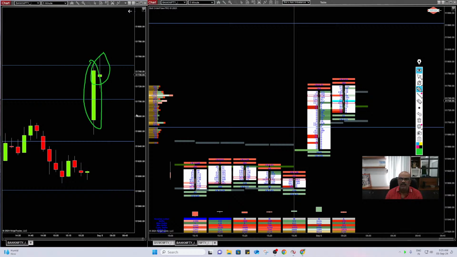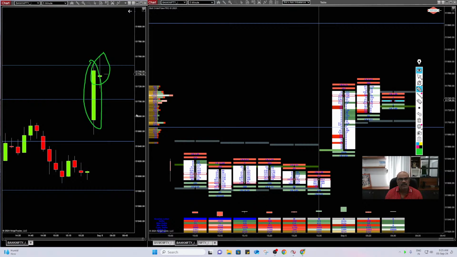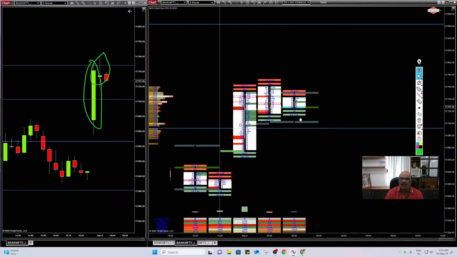Market is slightly getting sold. First candle was very strong. However, I am waiting for the second candle and the third candle to close. I am waiting for a retracement and a pullback.